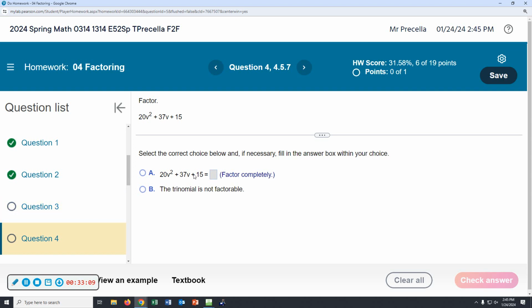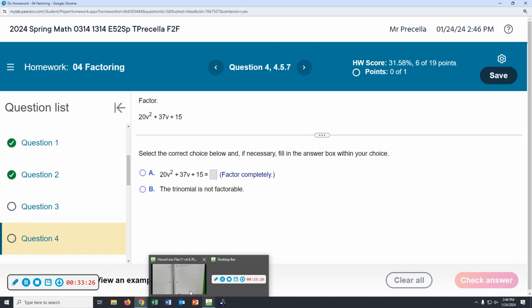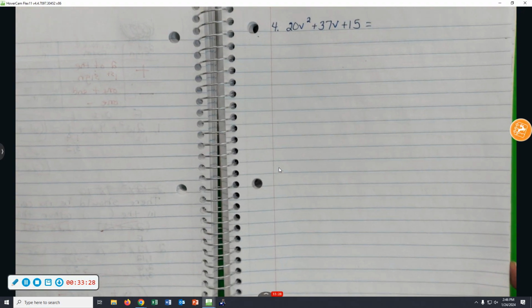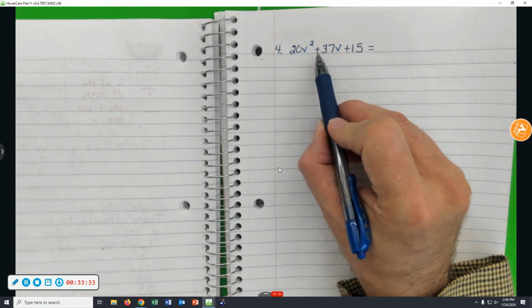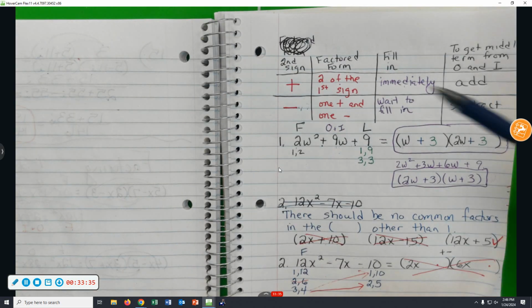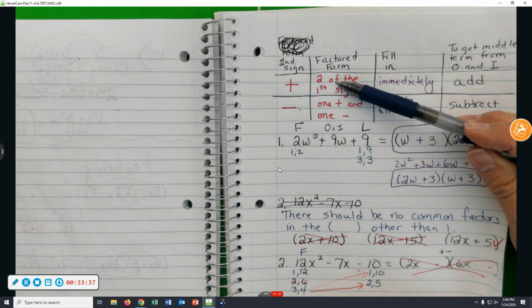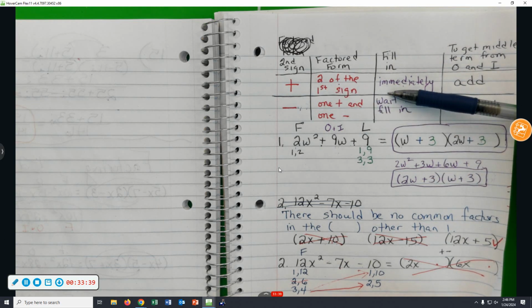positive. So we know the signs in the parentheses. We're not going to have to try to figure out where does the plus go, where does the minus go. We know the signs. May not know anything else, but we know the signs inside the parentheses. And we know numbers that multiply together to give 20 and numbers that multiply together to give 15. So, the second sign is plus, so 2 of the first sign. I'll fill them in immediately.